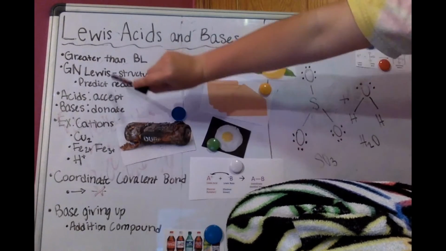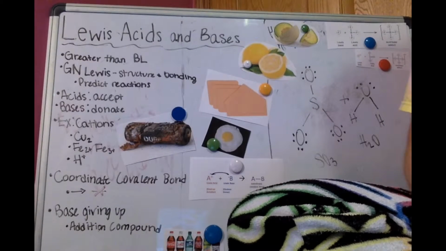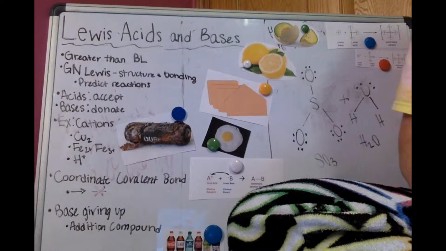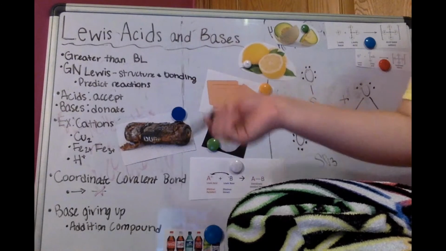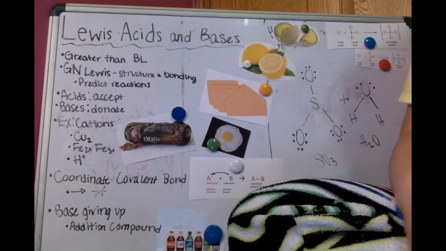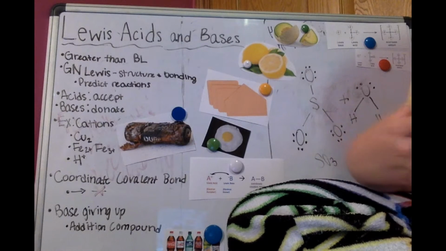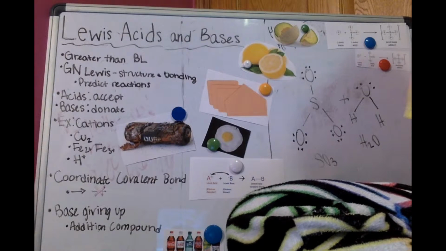This is because G. N. Lewis wanted a greater description of it, of protons and electrons. So he based his theory off of the structure and bonding of electrons. And through the theory from G. N. Lewis, chemists have been able to predict greater, more extensive reactions off of elements.